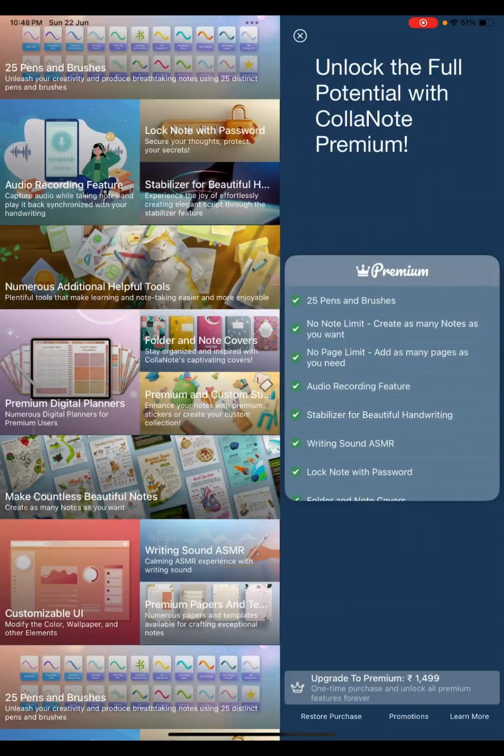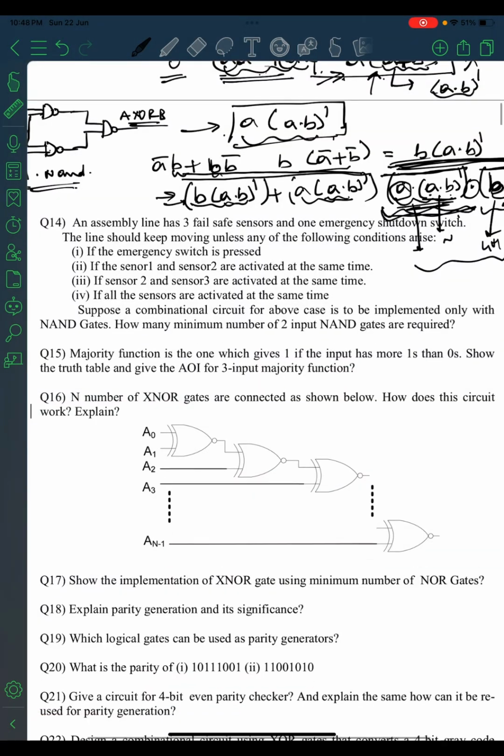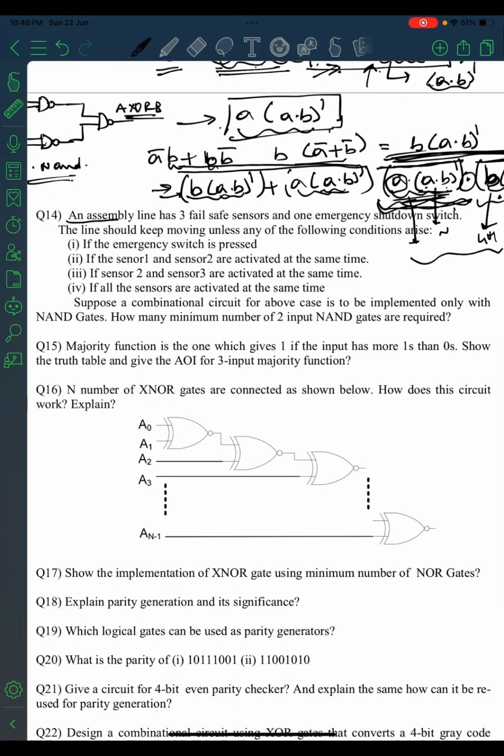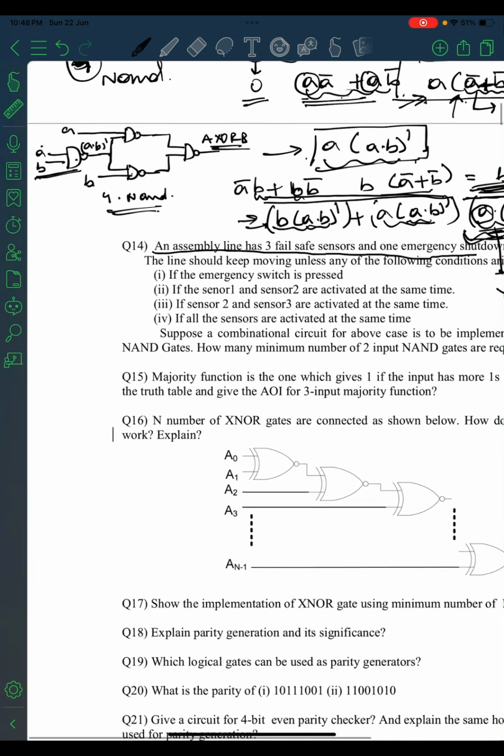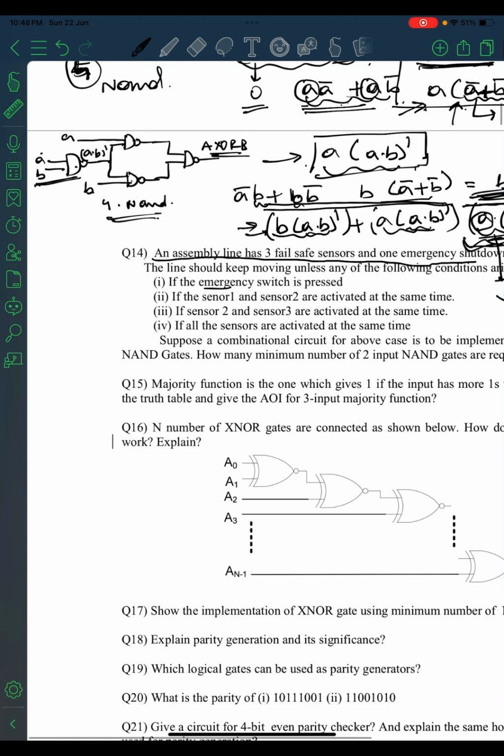So for the 14th question, sorry for that. For the 14th question, an assembly line has 3 fail-safe sensors and 1 emergency shutdown switch. The line should keep moving unless any of the following is true: emergency, sensor ones. Here basically we have 4 variables: emergency, sensor 3, sensor 2, sensor 1.